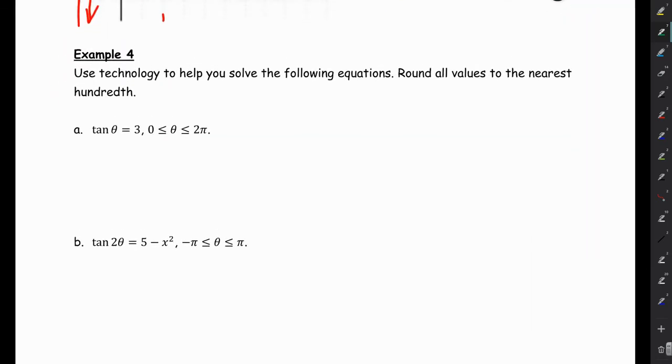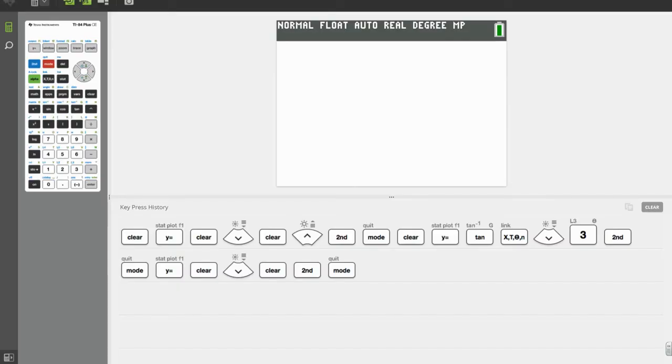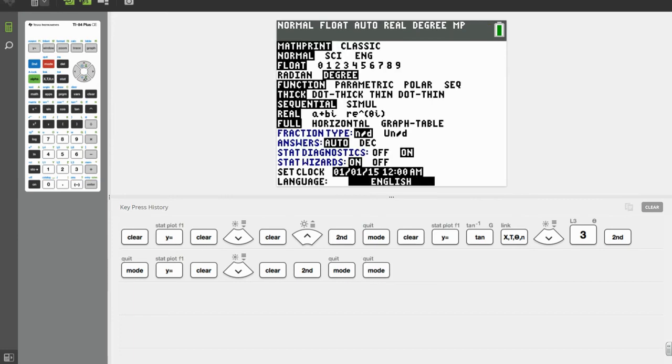Example 4, use technology to help you solve the following equations, round all values to the nearest hundredth. So we're going to use our calculator to find the intersection between the tangent of theta and 3. First thing we want to do when we open our calculator is make sure we're in radian mode. We're working in radians. So we're going to press mode, and I am in degree mode, so I want to highlight radian and press enter.